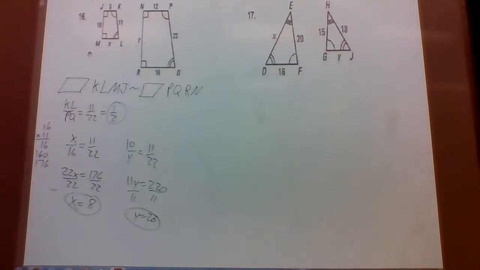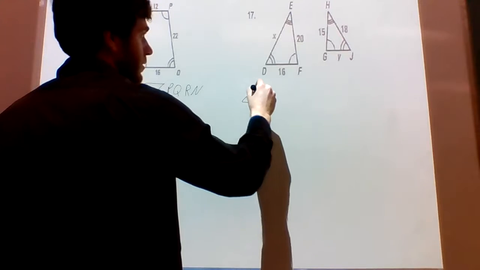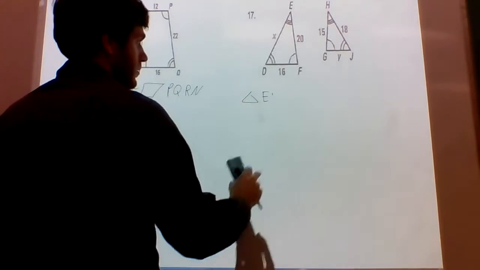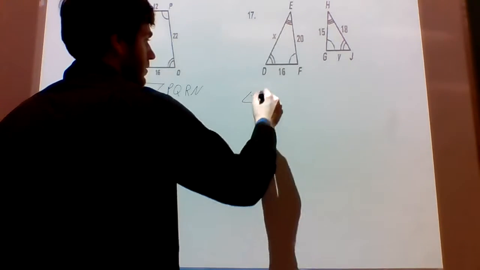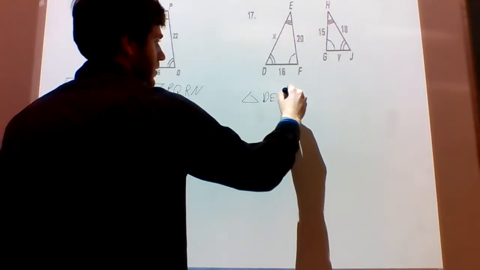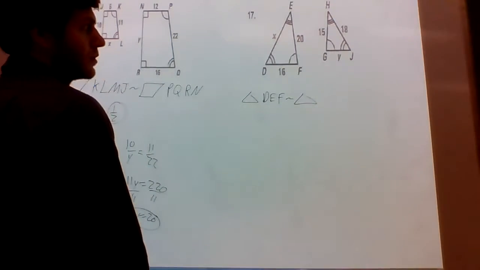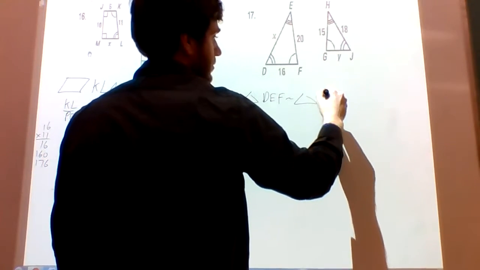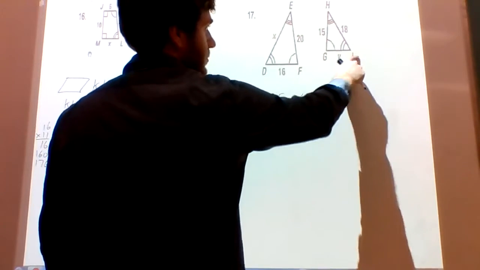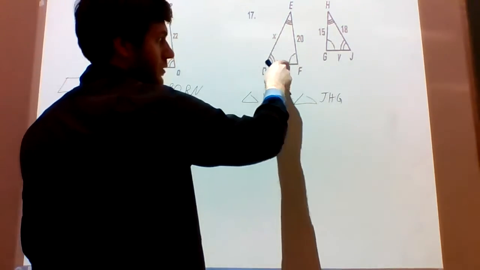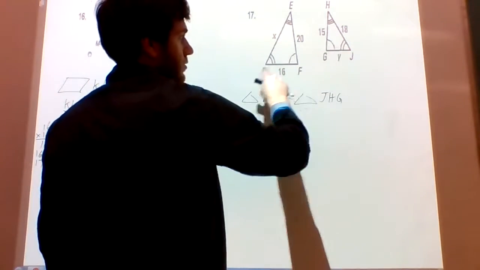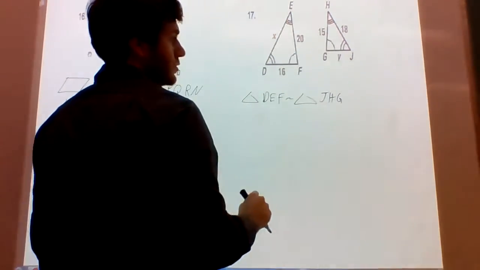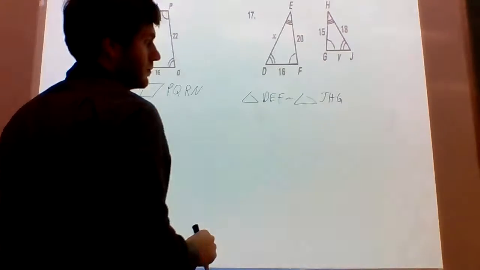Okay. Next one is flipped around a little bit. So we have triangle DEF. Right, that's going to be similar to triangle JHG. Okay, D corresponds with J based on the arcs, right? D has 2 arcs, J has 2 arcs, so D corresponds with J. E has 3 arcs, so E corresponds with H, and then F corresponds with G.